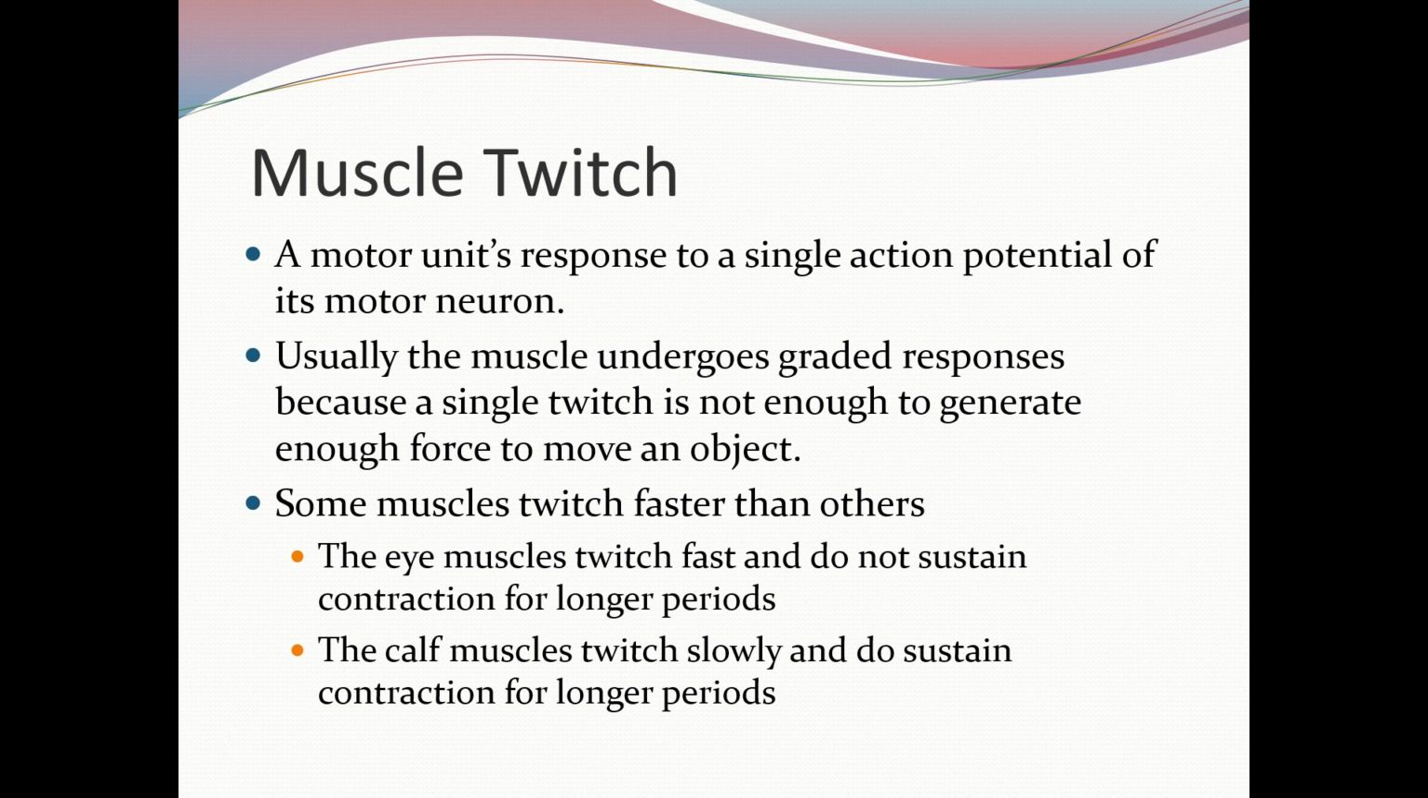So a muscle twitch is a motor unit's response to a single action potential of its motor neuron. Usually the muscle undergoes graded responses because a single twitch is not enough to generate enough force to move an object. And you know what a muscle twitch is because it's literally just one quick movement of the muscle and then it goes back to rest. Some muscles will twitch faster than others. The eye muscles twitch very fast and do not sustain contractions for longer periods. Calf muscles will twitch slowly because they do need to sustain contractions for longer periods.